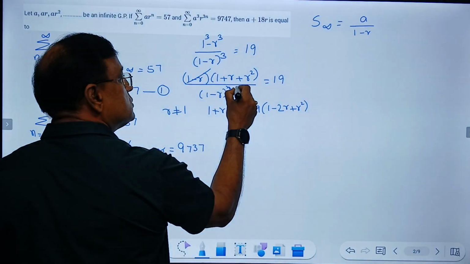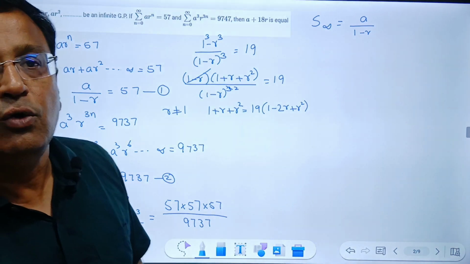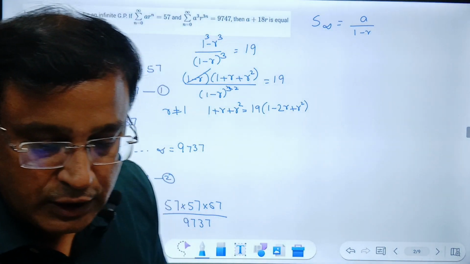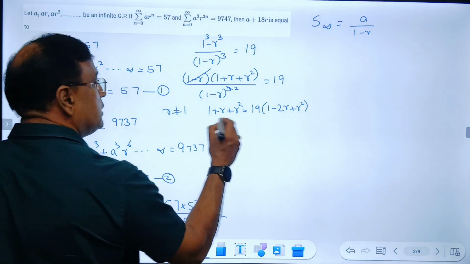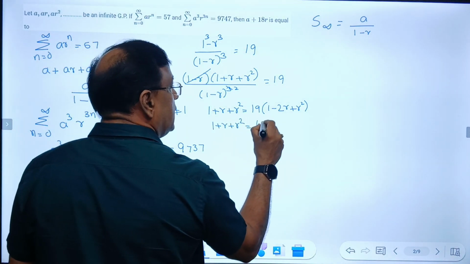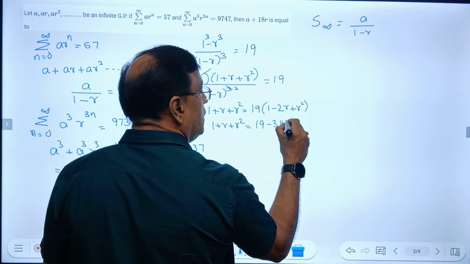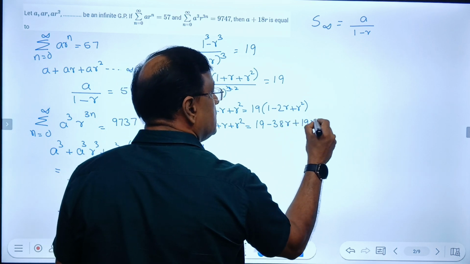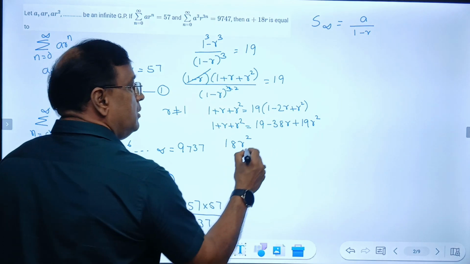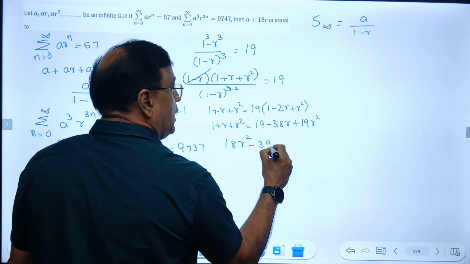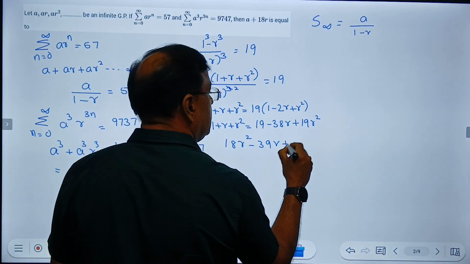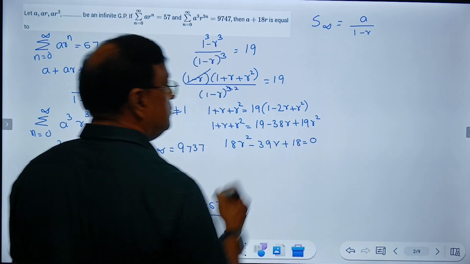It will be whole square here. So a minus b the whole square. So if you simplify this, you will get a quadratic equation. So what will be the quadratic equation? Let us see. 1 plus r square equal to 19 minus 38r plus 19r square. So this will be 18r square minus 39r, and then you get plus 18 equal to 0.